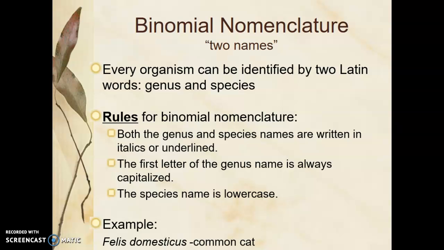Here's an example. Felis domesticus is the scientific name for a common cat. Felis, notice it's capitalized, is the genus name, kind of like the family name. Domesticus is the more specific species name, kind of like your first name. Felis and domesticus are both italicized Latin words.